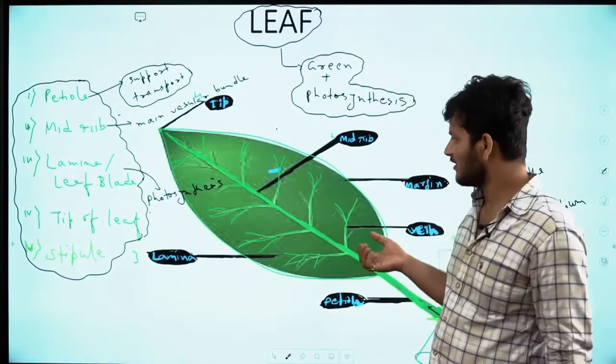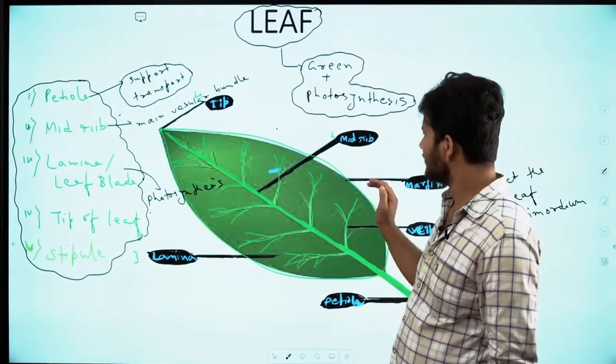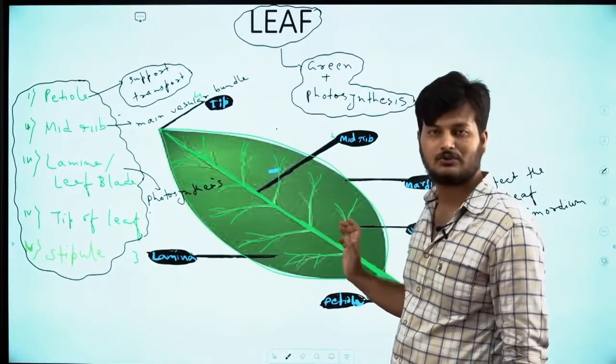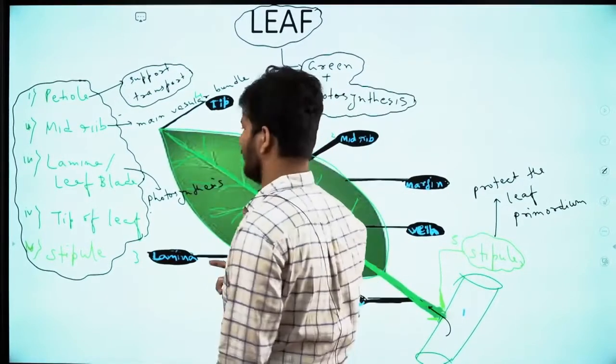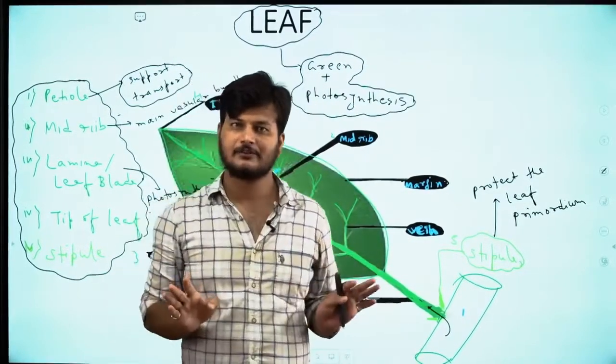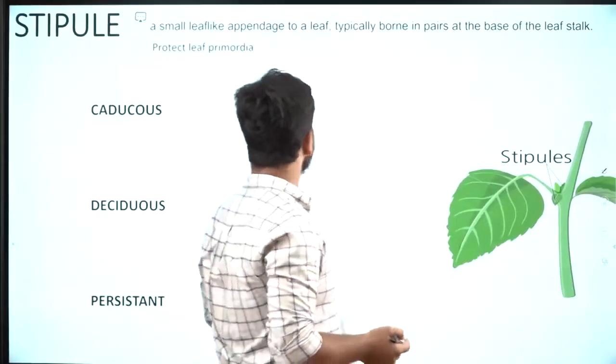It is the main vascular supply inside the leaf. And the third one was its lamina or leaf blade, which is going to do photosynthesis. And the last one was the tip and stipule. Okay, understood leaf? Okay, let's go ahead now.